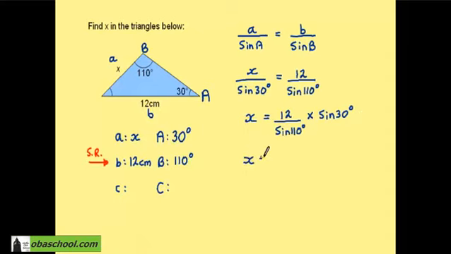Calculating this, and you should always make sure you can get the same result on your calculator, we get 6.385 and so on. So x is 6.39 centimeters, correct to 3 significant figures.